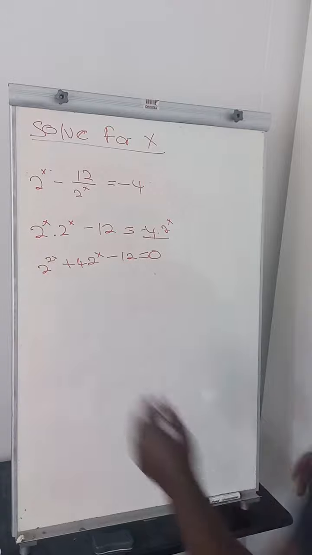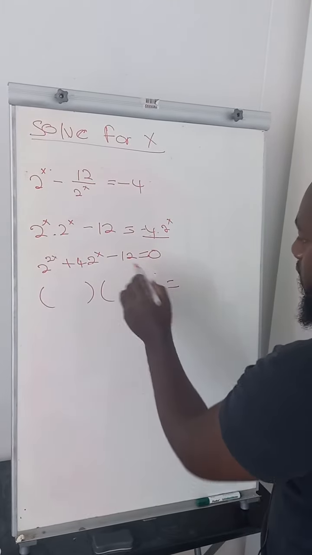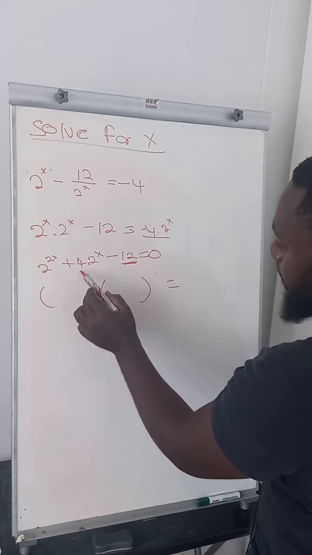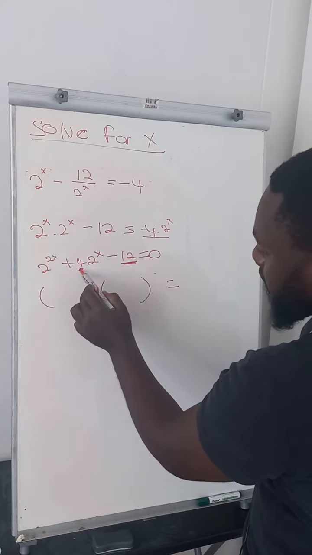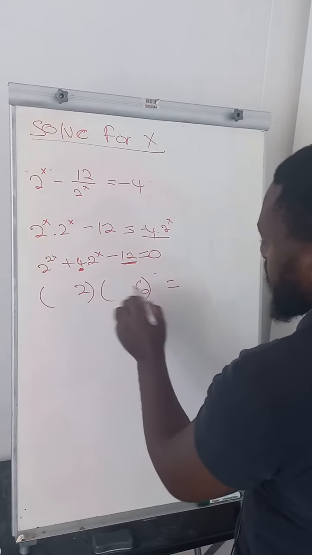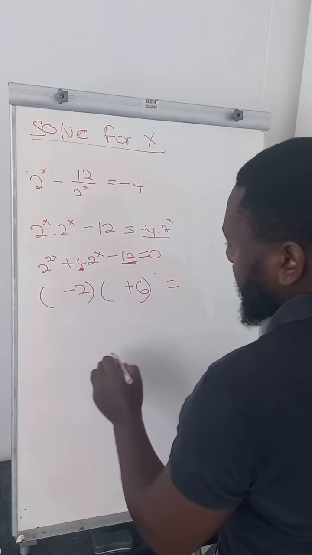So factorizing here, we need numbers which when you multiply them together give you negative 12, but when you add them together give you 4. It's just a 6 and a 2. So which one needs to be positive? This one needs to be positive, and this one needs to be negative.